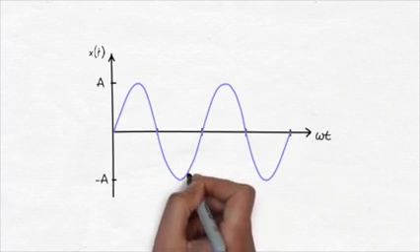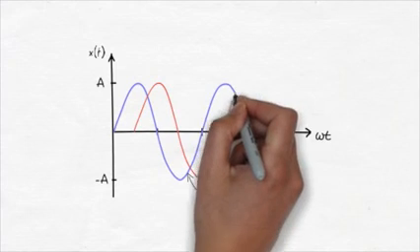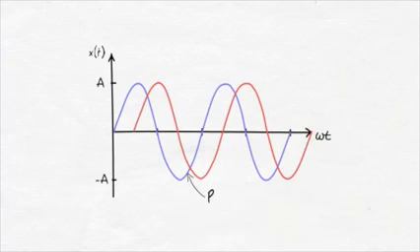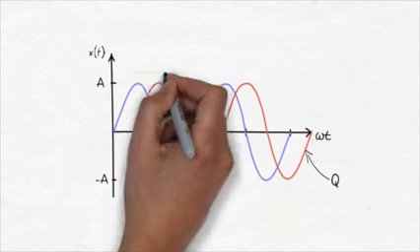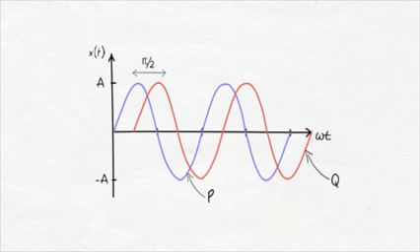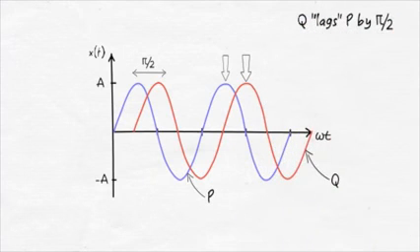Now say this curve is P, and we add another curve and name this one Q. This is shifted by pi over 2, so we can see that the peak of the curve Q comes later than the peak of P. We say Q lags P by pi over 2.